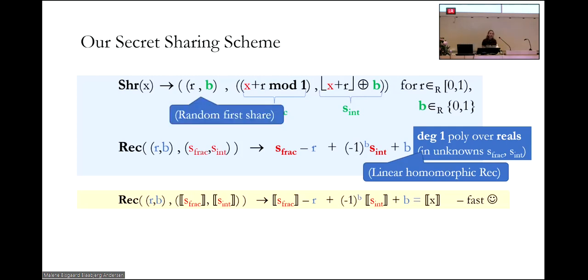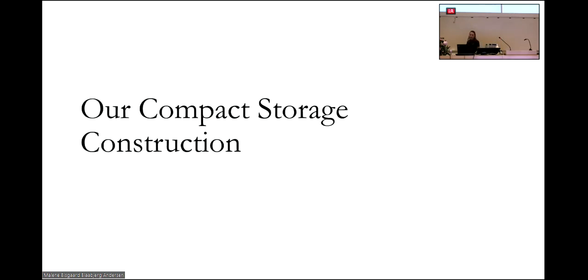Regarding the sharing algorithm, I also want to emphasize that the first share is random. So it has a random first share, and many secret sharing schemes have a random first share. This property is very nice later when we want to construct a storage protocol from this secret sharing.